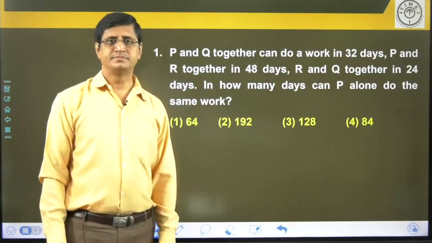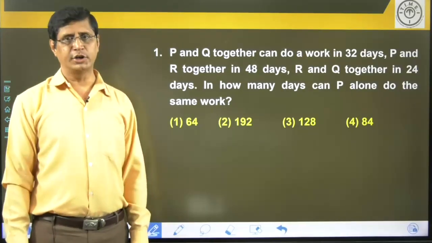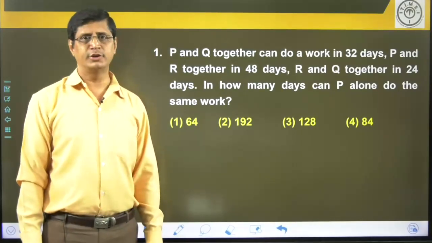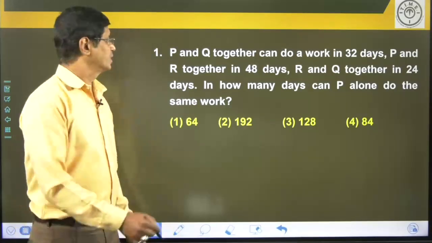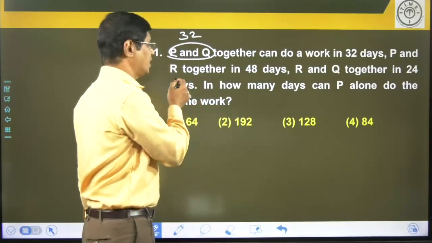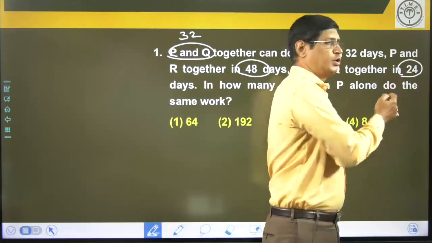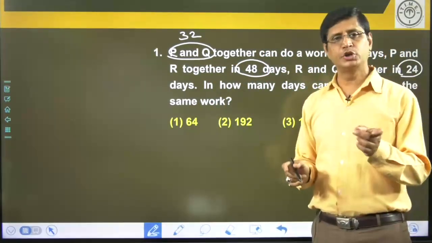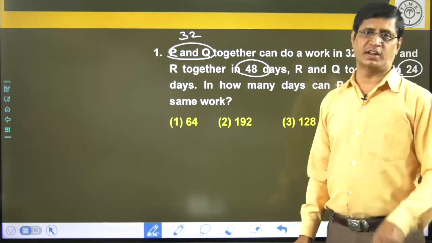Look at this example, question number 1 on your screen. P and Q together can do a work in 32 days, P and R together in 48 days, R and Q together in 24 days. In how many days can P alone do the same work? P plus Q, 32 days, P plus R, 48 days, R plus Q, 24 days. When you add these 3, P plus Q, Q plus R, P plus R, what you will get? Means 2 times P, 2 times Q, 2 times R.